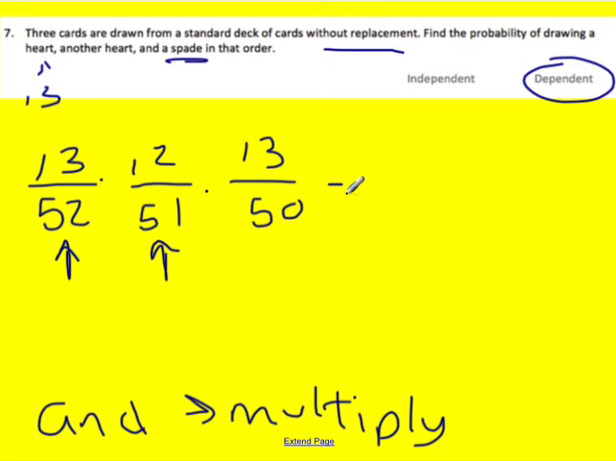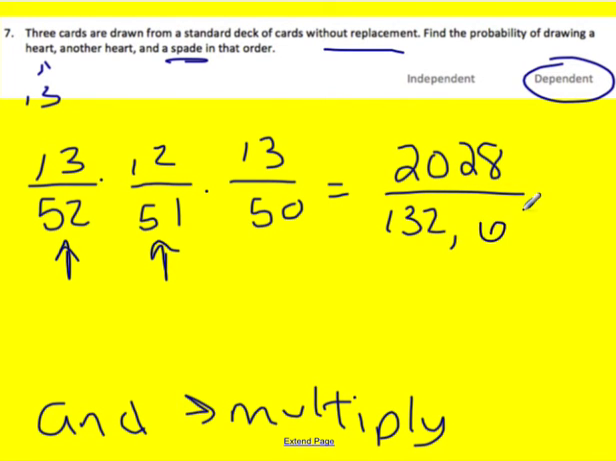So we have 13 times 12 times 13, which is 2,028, divided by 52 times 51 times 50, which is 132,600. So then to get your decimal, you're going to go ahead and divide that out.